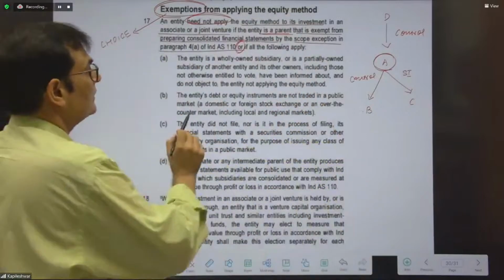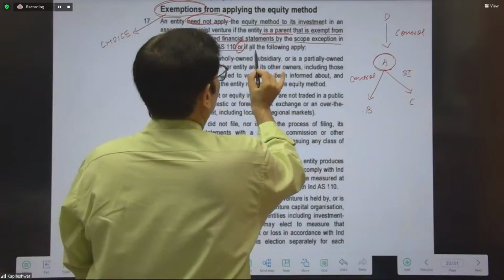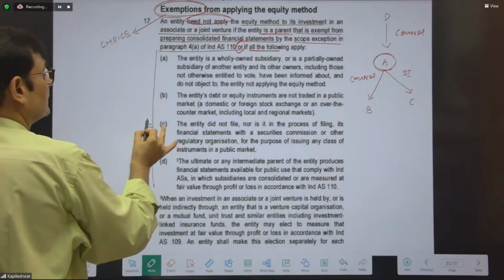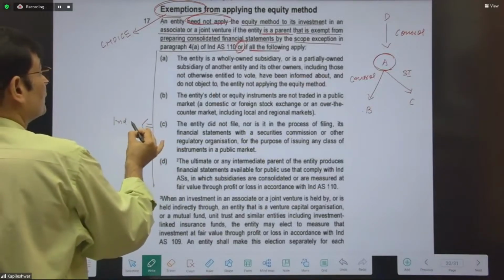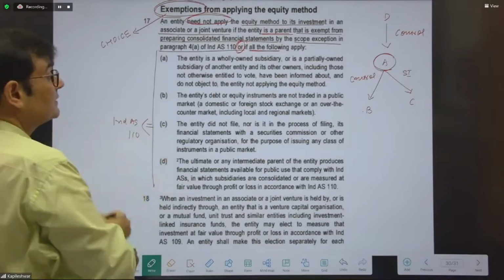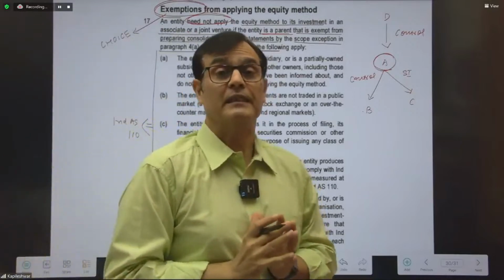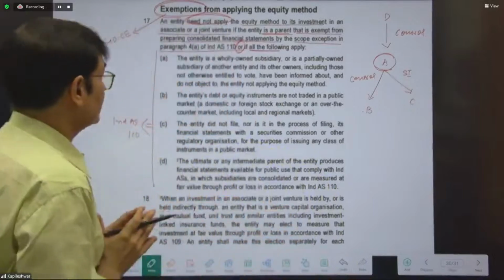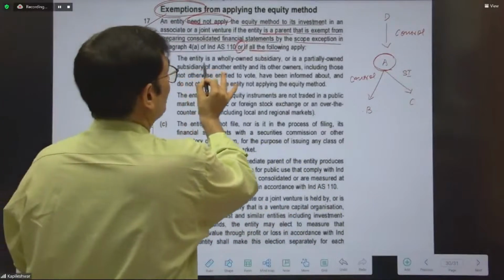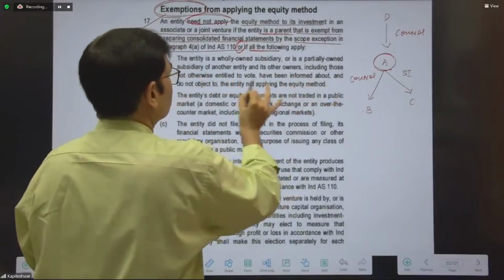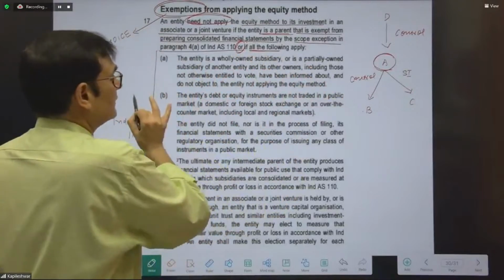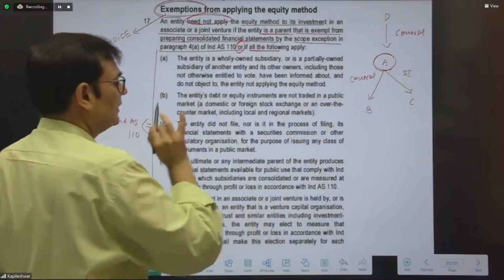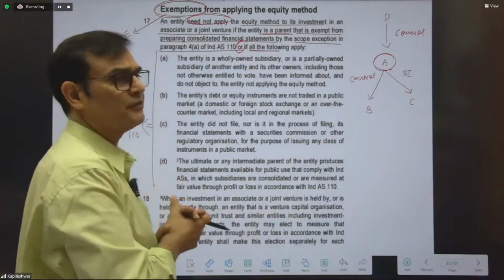Okay, next. It says, or if all the following conditions apply, and trust me, all these conditions are the same conditions which are given in terms of Ind AS 110. So in this particular case, it says the entity is a wholly owned subsidiary or partly owned subsidiary. You've taken an NOC, their securities are not listed, they're not in the process of listing, etc. And the ultimate parent is preparing consolidated financial statements, whatever.